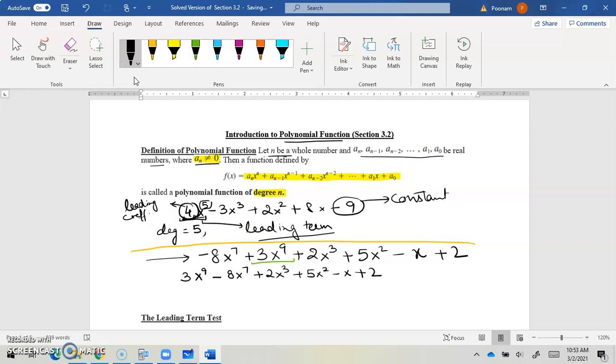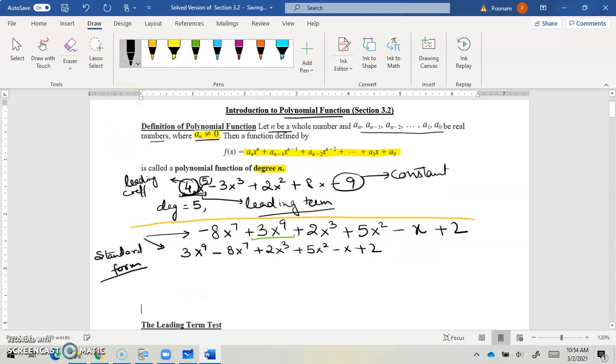So this is still a polynomial function, but before you start figuring out the degree and the leading term, you have to write it in the standard form. Standard form means the decreasing order of the powers of the variable. Here 3x^9 is the leading term. The term with the highest power of the variable is called the leading term. The degree of this polynomial would be 9, the highest power of the variable in the polynomial.